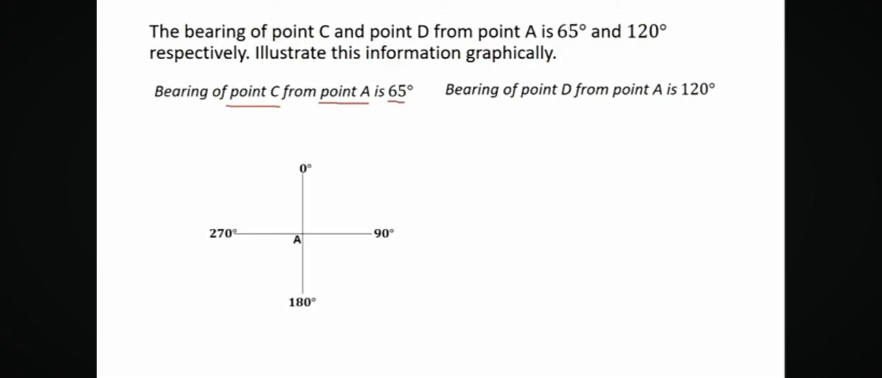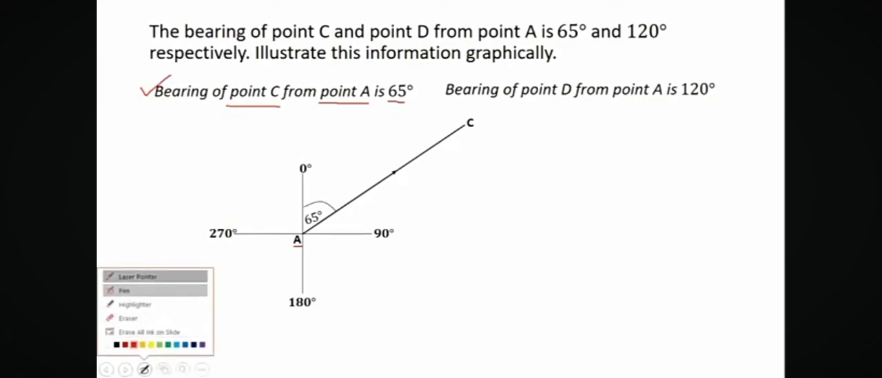On this diagram, it will be illustrated with this line. So you measure 65 degrees from 0, since 65 degrees will fall between 0 and 90 degrees. So from 0 in the clockwise direction, you measure 65 degrees, then you draw the line. So this is our starting point, point A. We have drawn the angle on the diagram, 65 degrees. Our ending point is point C, so you indicate that on the diagram. So we are done with the first part. The bearing of point C from point A is 65 degrees.